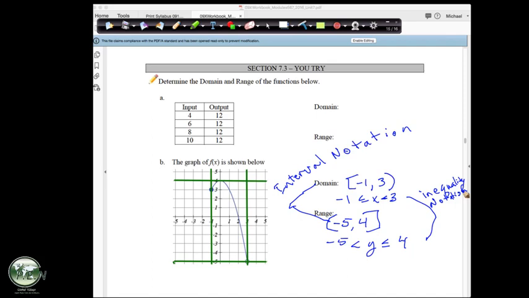So, any questions? What's the word of the day? And what does abracadabra mean? Make the disease disappear.